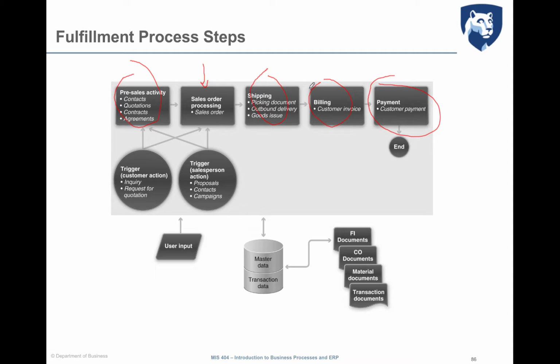the final payment. Of course, as you can see here, a variety of documents are created during the fulfillment process. In particular, we have financial accounting documents, managerial accounting documents, material documents, and transaction documents. So this is a very important phase, also because it affects different areas of the organization and both financial and economic performance.